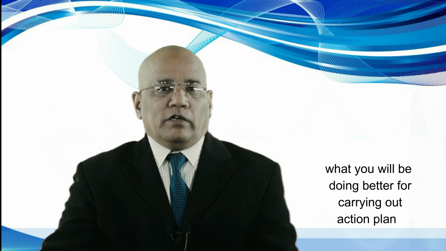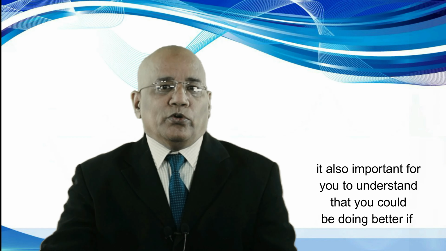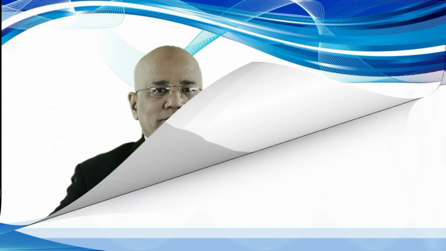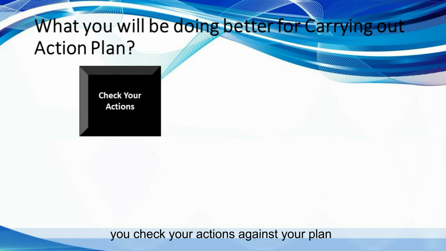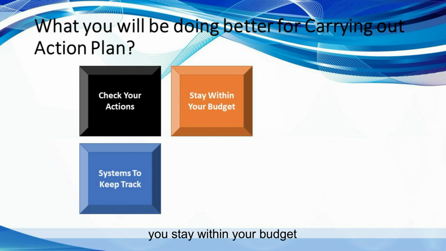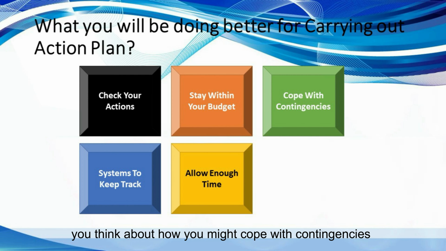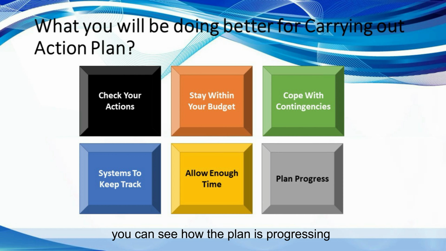What will you be doing better when carrying out the action plan? It is also important for you to understand what you could do better if you check your actions against your plans. You use your systems to keep track of progress. You stay within your budget. You allow enough time in your timetable. You think about how you might cope with contingencies. You can see how the plan is progressing.